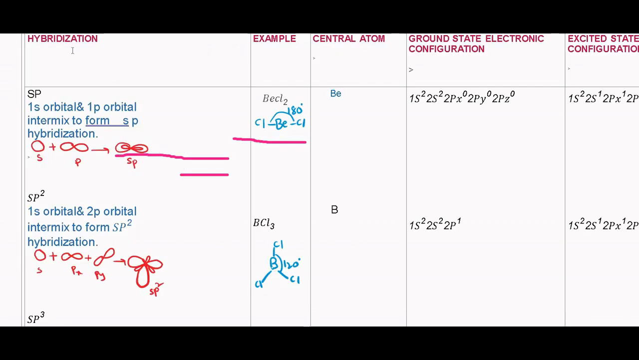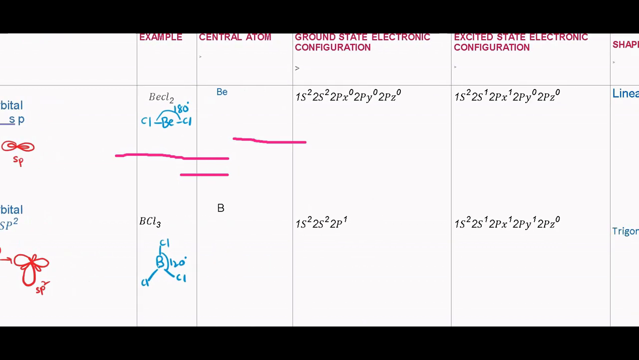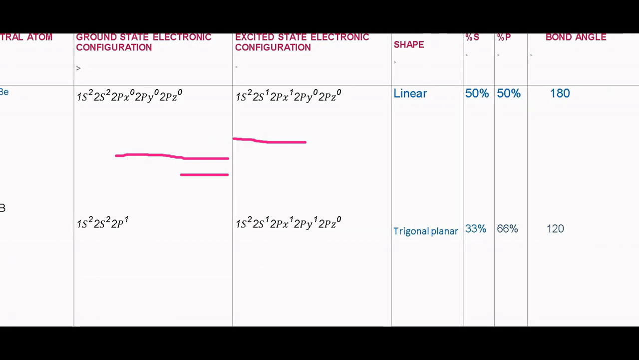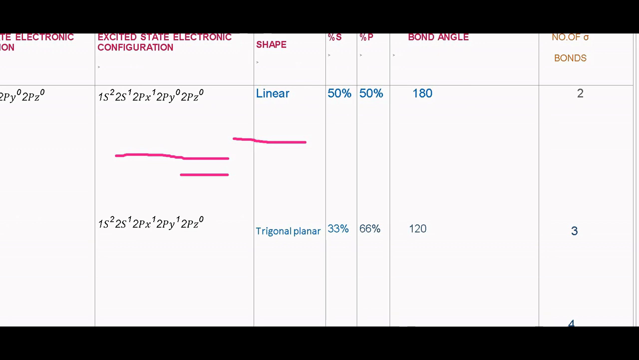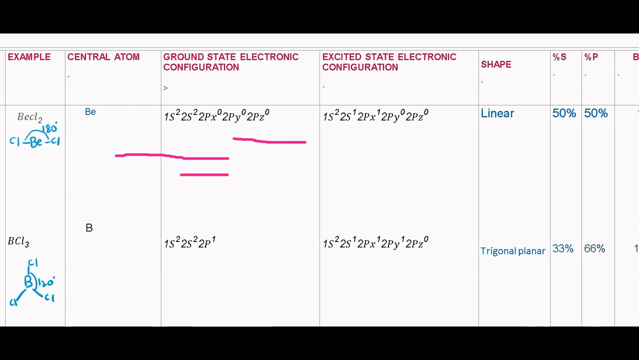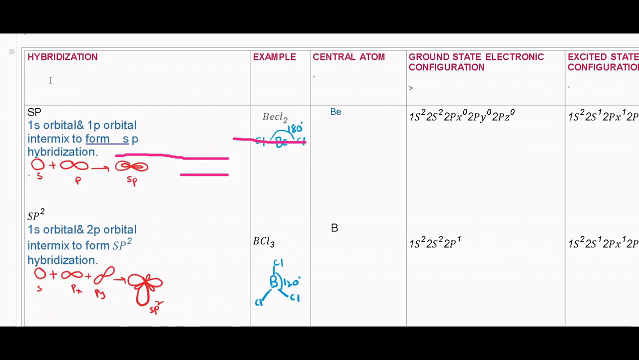See here, this is the table for hybridization. The columns are: hybridization, example, central atom, ground state electron configuration, excited state electron configuration, shape of the molecule, percentage of s character, percentage of p character, bond angle, and number of sigma bonds. Is it clear? How many columns are here? Nearly 10 columns. Okay, the first one is hybridization.